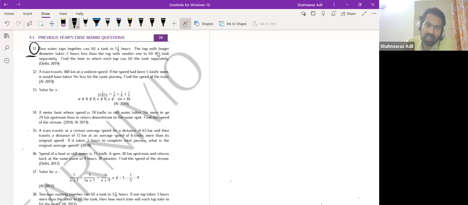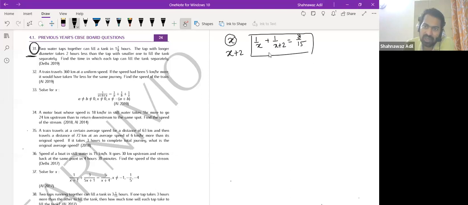So let's say the smaller diameter is x and the longer diameter is x plus 2. The work that it will do is 1 by x, and this would be 1 by (x plus 2), and together this is 8 by 50. This is the equation of this question. In this way we do this question, but you guys do it on your own, and if you have any doubts, please ask. Okay.